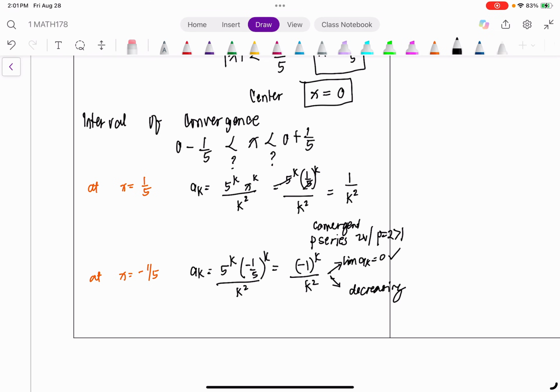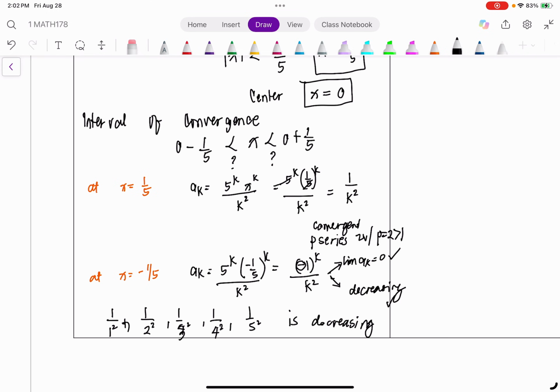So this is an alternating series because of the presence of negative 1 here. So it is an alternating series that satisfies both conditions. The limit of 1 over k squared is approaching 0, and it is decreasing because 1 over 1 squared, then 1 over 2 squared, 1 over 3 squared, 1 over 4 squared, 1 over 5 squared is decreasing.